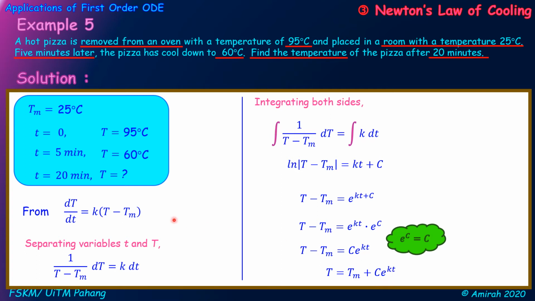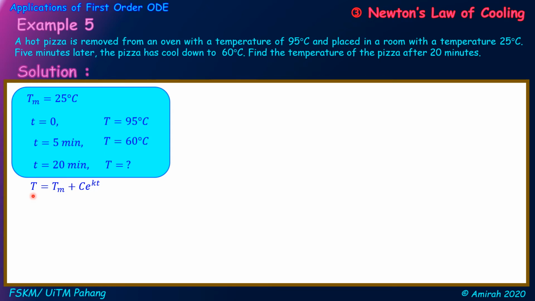Alright, so dT over dt equals k times temperature minus temperature of the room. This is an ordinary differential equation, first order. We can use separation of variables to show temperature equals Tm plus C e^(kt). Right? Alright, from the previous slide, we get T equals temperature of room plus C e^(kt).